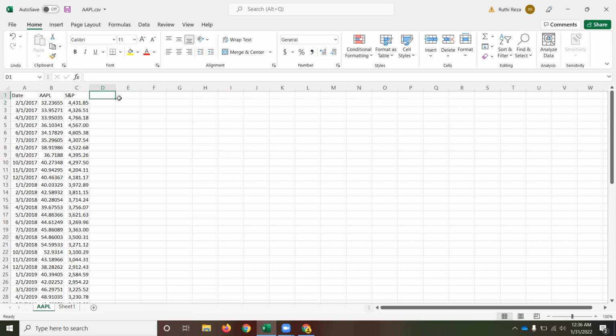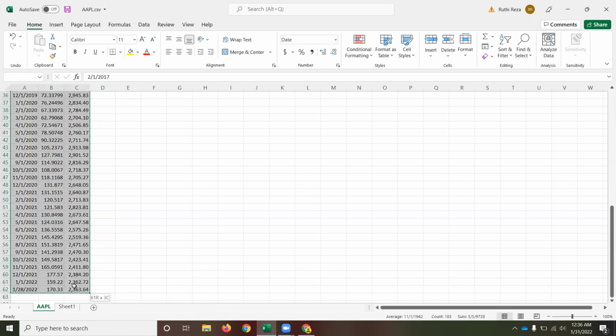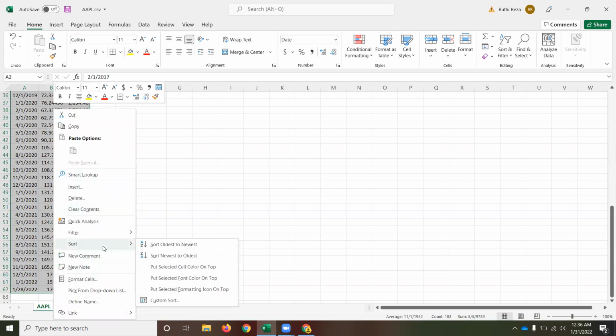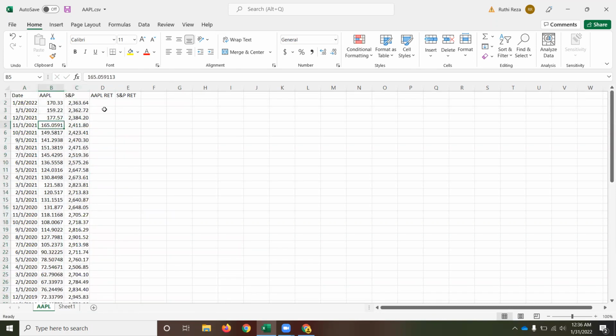Now let us calculate return. AAPL return and then S&P return. All right. And then to calculate our return, we are going to sort the data. And then we are going to sort the data from newest to oldest. All right. Now let us calculate return.